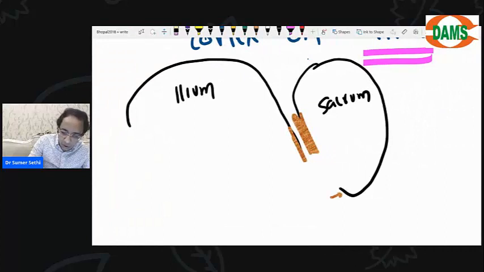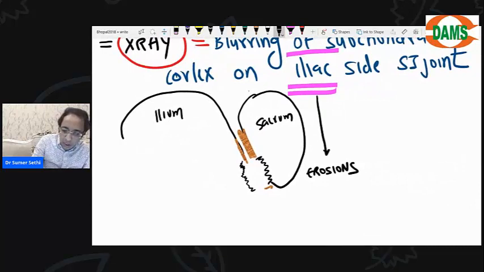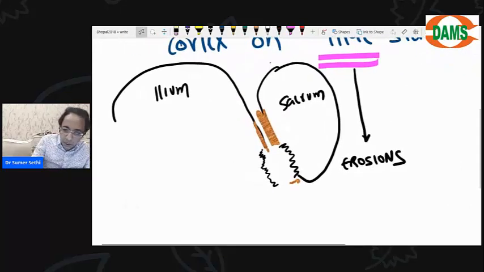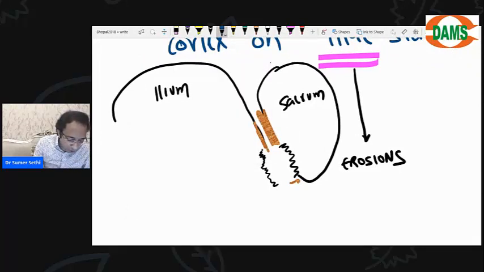So let's see. Because of inflammation, the iliac side gets involved. Then you develop erosions. Inflammation causes erosions. So in ankylosing spondylitis, you will have erosions in the SI joint. But the strange thing that happens in ankspons is not only do you see erosions, along with erosions, you also have sclerosis.